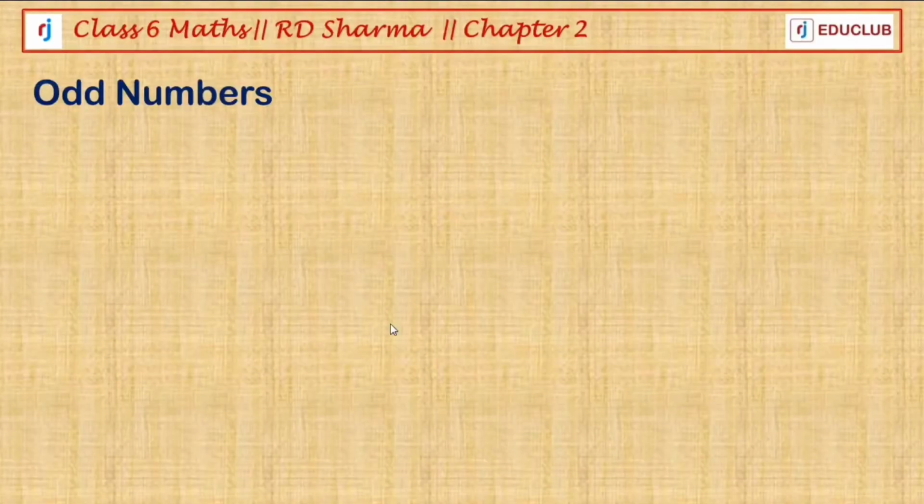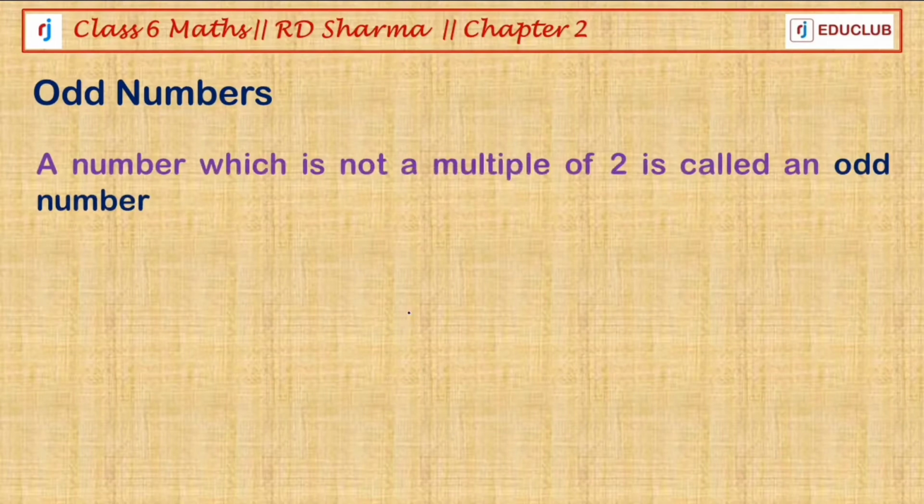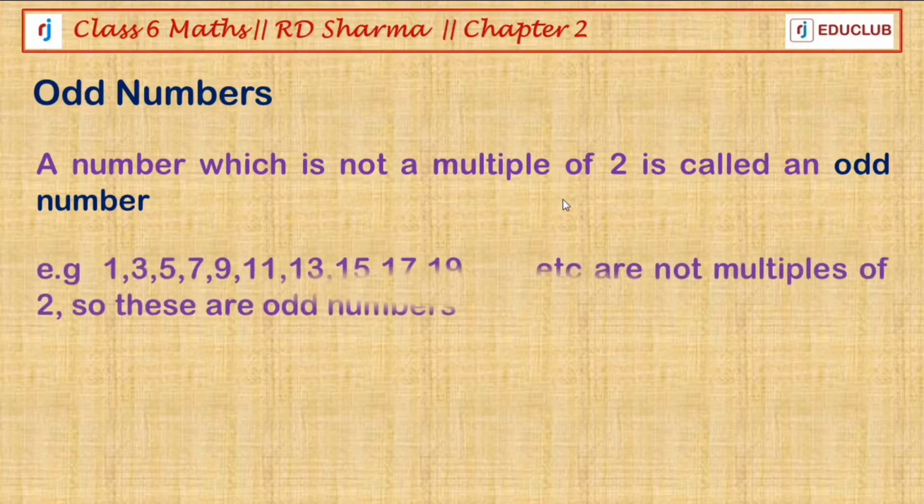Next is odd numbers. What is an odd number? A number which is not a multiple of 2. When you divide these numbers by 2, you will not get the remainder 0 because these numbers are not a multiple of 2. For example, 3 is there. We will divide 3. 2 ones are 2, 1 remainder. So, 3 is not a multiple of 2. Similarly, other numbers. So, these are odd numbers. You can see these numbers 1, 3, 5, 7, 9, 11, 13, 15, 17 and so on it will go.